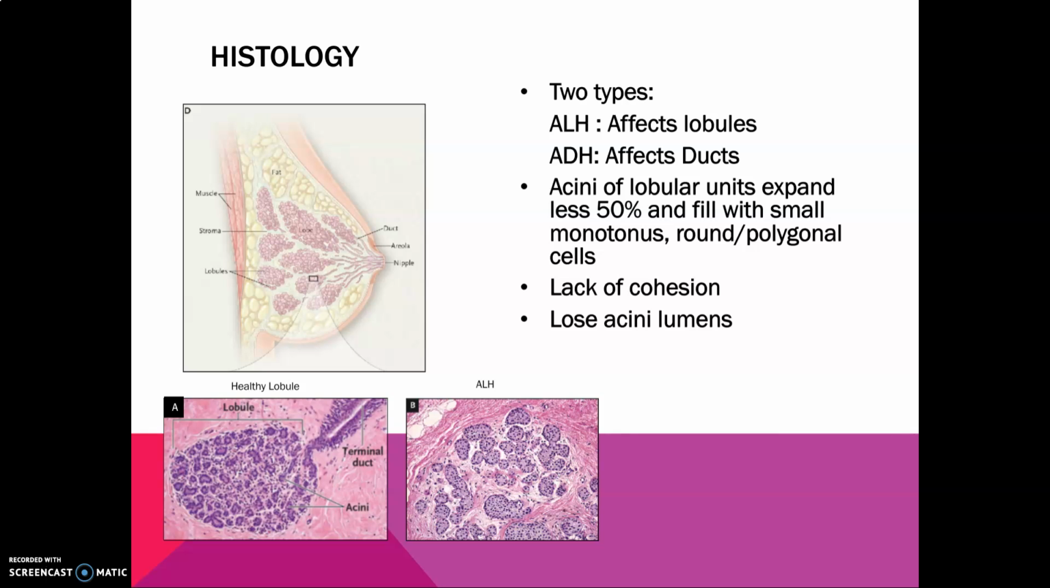What characterizes ALH is that acini of the lobular unit expand less than 50% of the lobular unit and are filled with small, monotonous, round or polygonal cells. The lobule lacks cohesion in structure and loses its acini lumens, which is a round space within the acini. If you look at figure A, you'll see a healthy lobule with a cohesive structure. Figure B is an ALH sample showing lack of cohesive structure.